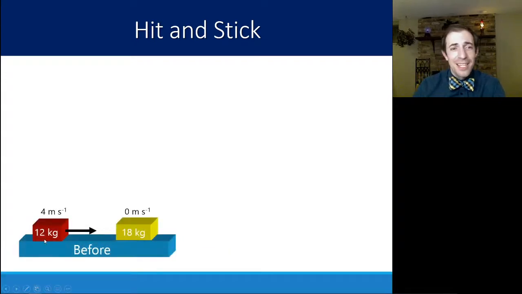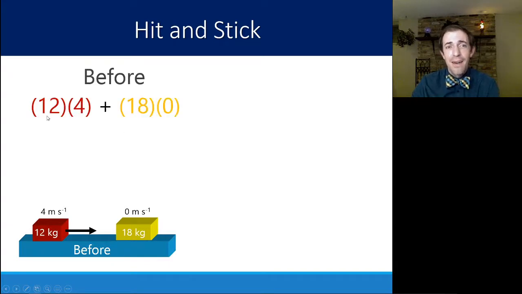Our before is we have this 12 kilogram block moving at 4 meters per second. We say that's a positive because it's moving in the positive rightward direction. And this 18 kilogram block is moving at 0 meters per second. It's not moving at all. So before, we have 12 times 4 plus 18 times 0. There's no momentum coming from the yellow block.